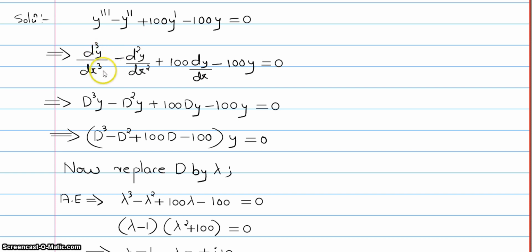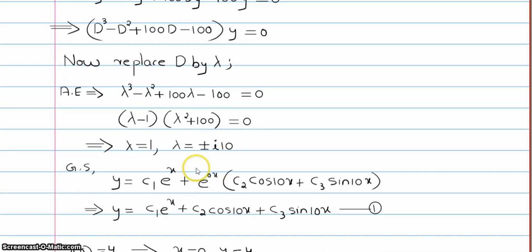Now d cube by dx cube is replaced by capital D cube, d square by dx square is replaced by capital D square, and d by dx is replaced by capital D. Taking y as common outside and replacing capital D by lambda, we will get the auxiliary equation as lambda cube minus lambda square plus 100 lambda minus 100 equal to 0. Using the factorization method, we will get the roots as lambda equal to 1 and lambda equal to plus or minus i10. So here the roots are lambda 1 equal to 1, lambda 2 equal to i10, lambda 3 equal to minus i10.